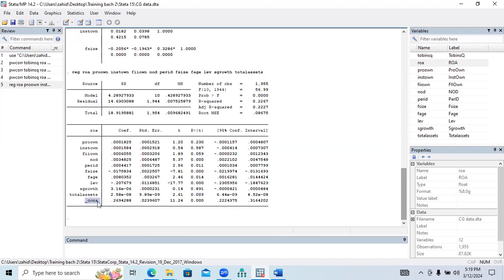Then there is the constant value. It should also be significant. We can exclude some of the variables which are not significant, like we can exclude PR ownership.